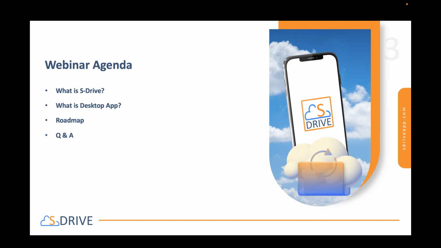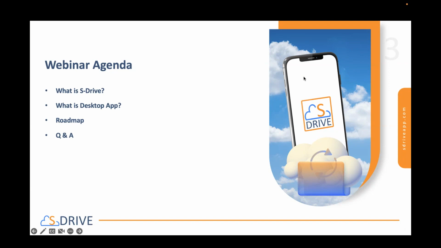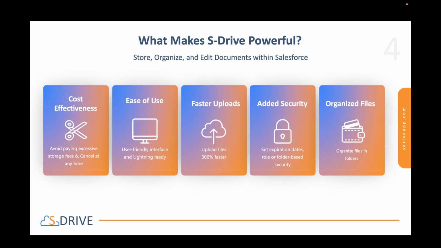As far as an agenda, just so we can set how we're going to run the webinar, we're going to give you a brief background of what S-Drive is. We'll do a what is the desktop app. We'll give you a roadmap so you know exactly where we're heading, not only with the S-Drive app, but the desktop app as well. And then at the end, we'll have a quick Q&A session. If you do have any questions, throw them into the chat box. We can address a few during the meeting, and also save some for the Q&A at the end. We don't have any questions yet, so I'll turn it over to David, and David can get our meeting started.